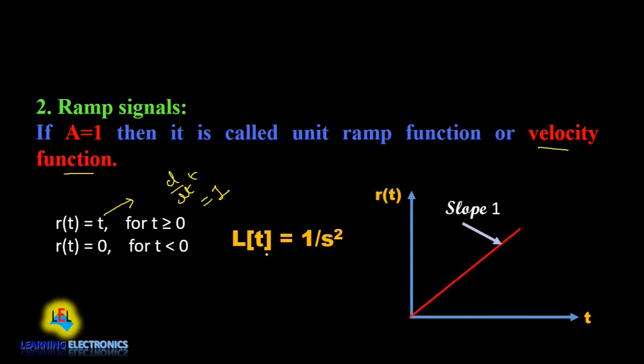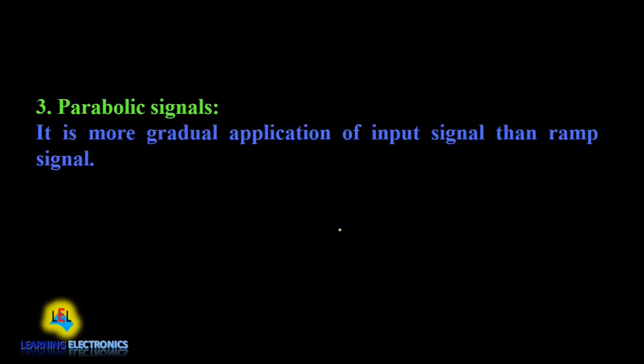Okay. And we know that the Laplace transform of t is equal to 1 upon s square. So the Laplace transform of the unit ramp function is also 1 upon s square. Next one is the parabolic signal.